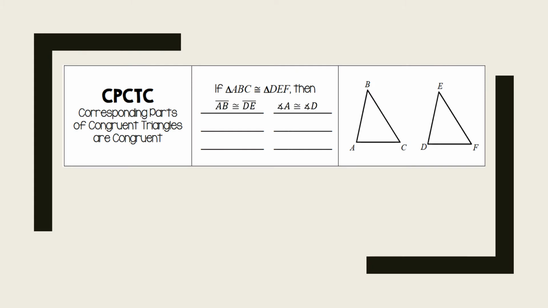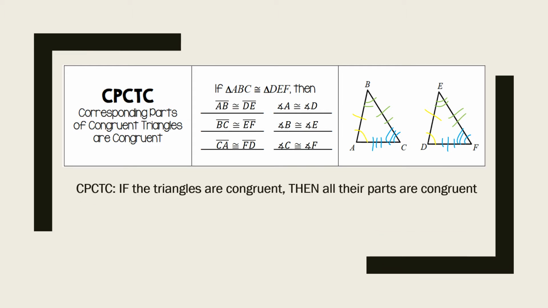So remember that CPCTC tells us that if the triangles are congruent, then AB equals DE, and angle A equals angle D, and BC equals EF, and angle B is congruent to angle E. And for the last angle and the last side, we know that side CA is congruent to side FD, and angle C is congruent to angle F. So CPCTC tells us that if the triangles are congruent, then all of their parts are congruent. All of their angles and all of their sides are also congruent.